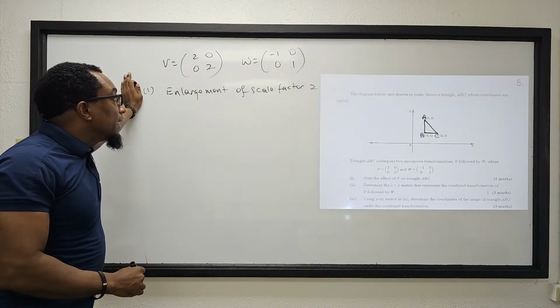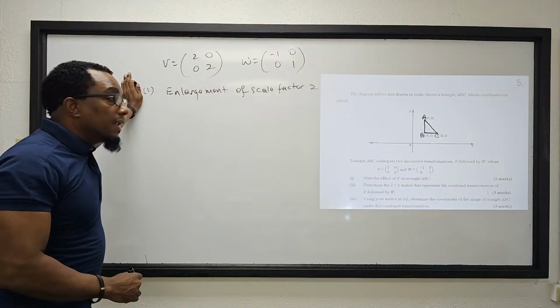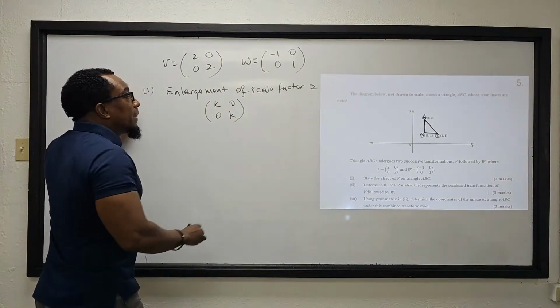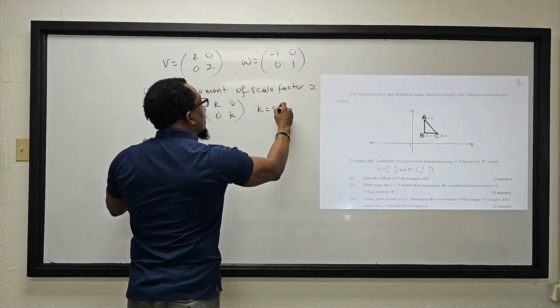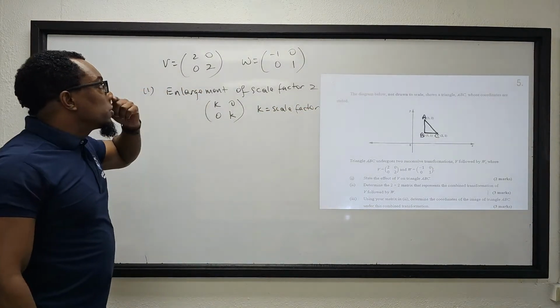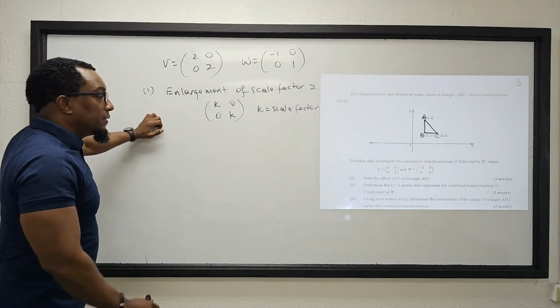Because for enlargement, the 2 by 2 matrix for enlargement is K, 0, 0, K, where K is equal to your scale factor. So the scale factor here is 2, so this will be an enlargement. Alright, so that's part 1.